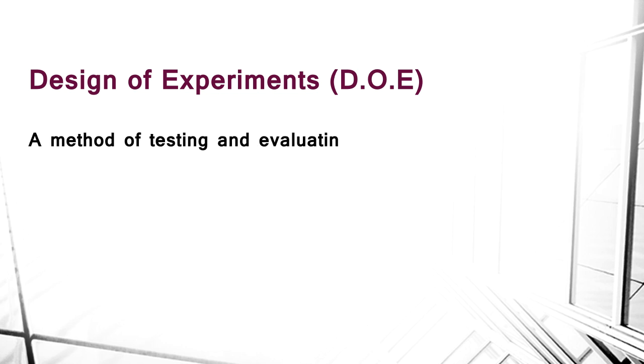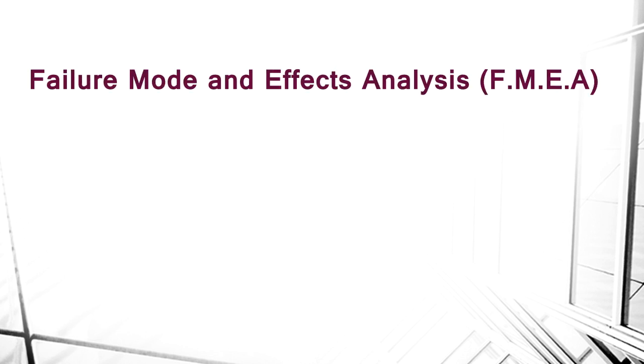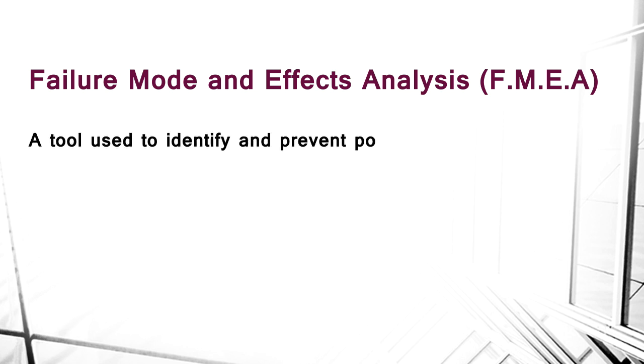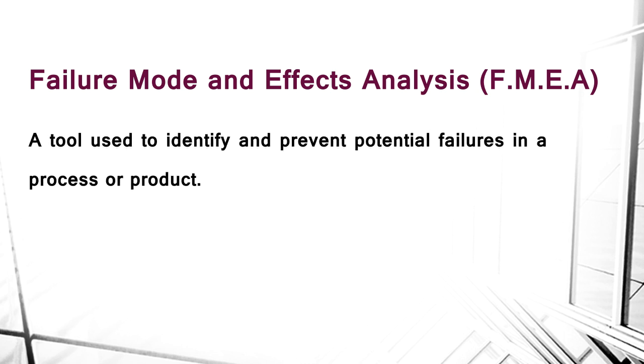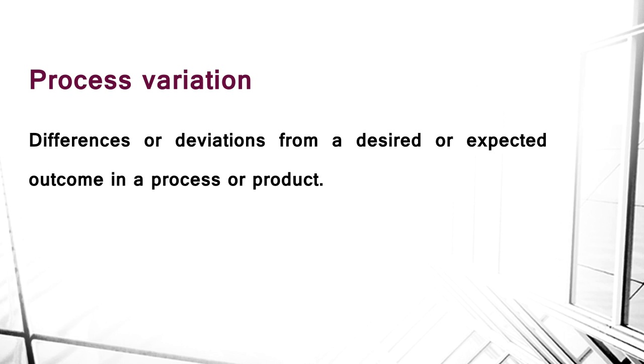Jargon: design of experiments, DOE. Definition: a method of testing and evaluating different variables to optimize a process or product. Jargon: failure mode and effects analysis, FMEA. Definition: a tool used to identify and prevent potential failures in a process or product. Special concept: process variation. Definition: differences or deviations from a desired or expected outcome in a process or product.